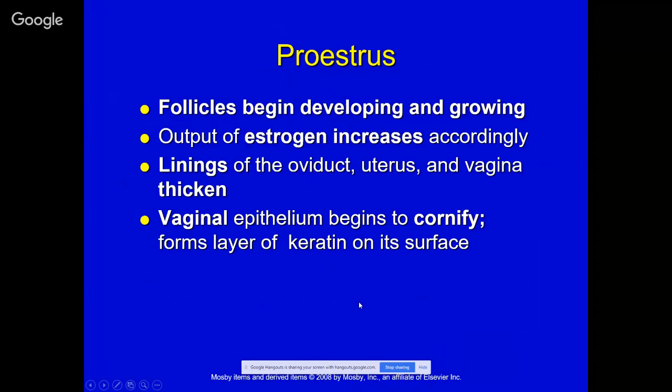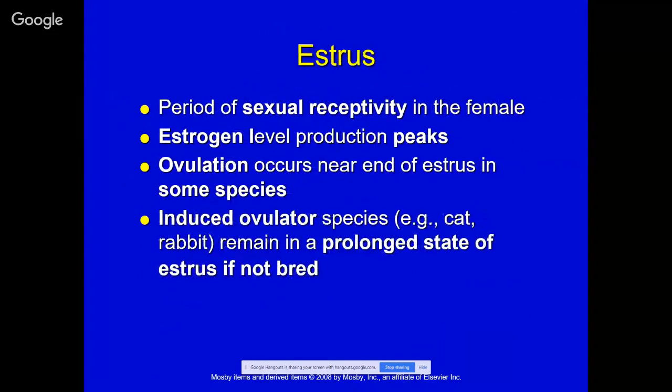Proestrus is when follicles begin developing and growing. We have an output of estrogen that increases accordingly. The linings of the oviduct, the uterus, and the vagina thicken. The vaginal epithelium begins to cornify and forms a layer of keratin on its surface. Estrus is that period of sexual receptivity in the female. The estrogen level production peaks. Ovulation occurs near the end of estrus in some species, so it'll change a little bit between species.